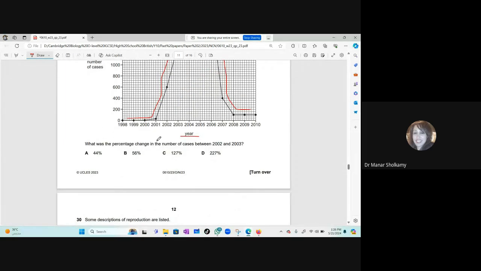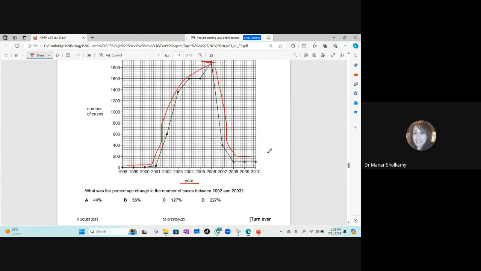What was the percentage change in the number of cases between 2002 and 2003? So here we need our calculator. For 2002, I'm going to go to 2002 and I will move up and I will get a value. This value is easy to get, thank God, it is 600. And 2003, I'll go to my graph and I'll go straight up. Here I have to get a value.